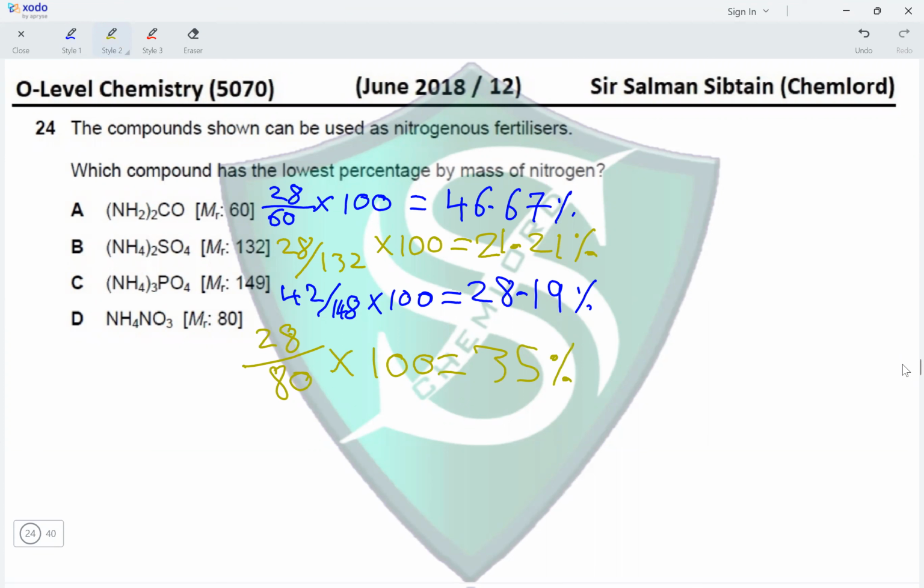35%. The question has asked us which of these has the lowest percentage by mass of nitrogen. So out of these four, the lowest percentage is 21.21%, making option B the correct option for this question.